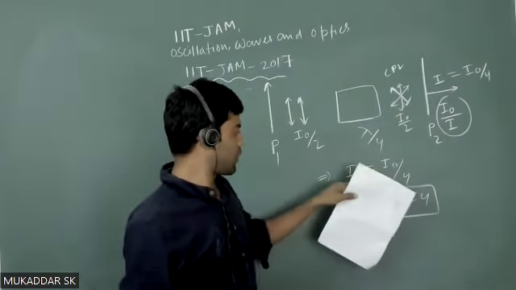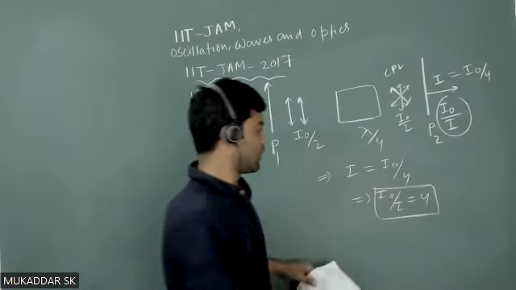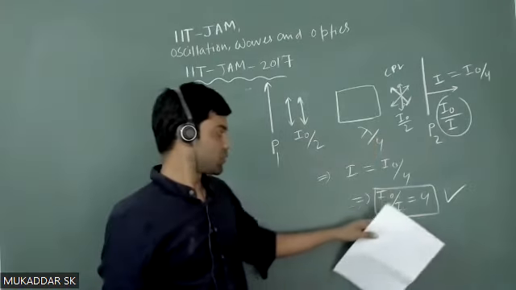So from this equation, I equals I naught by 4. It means I naught by I will be 4. Really interesting question. So the correct answer is 4.